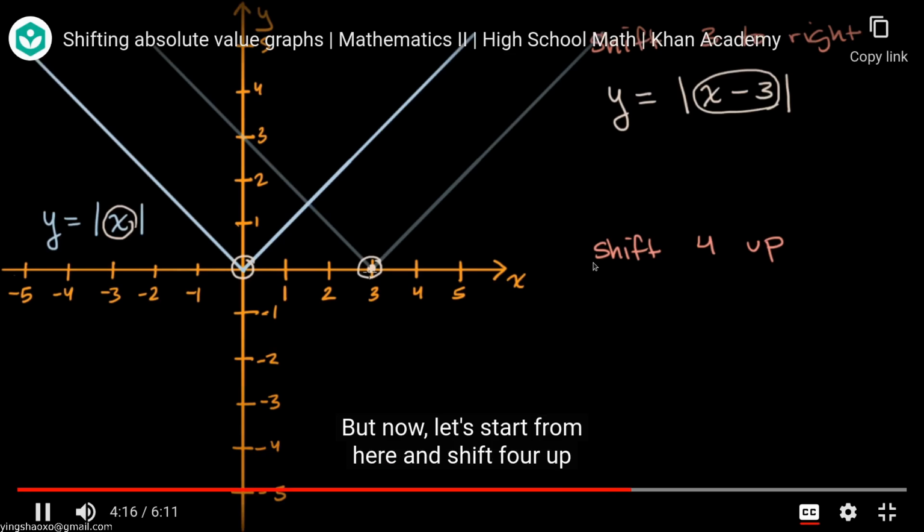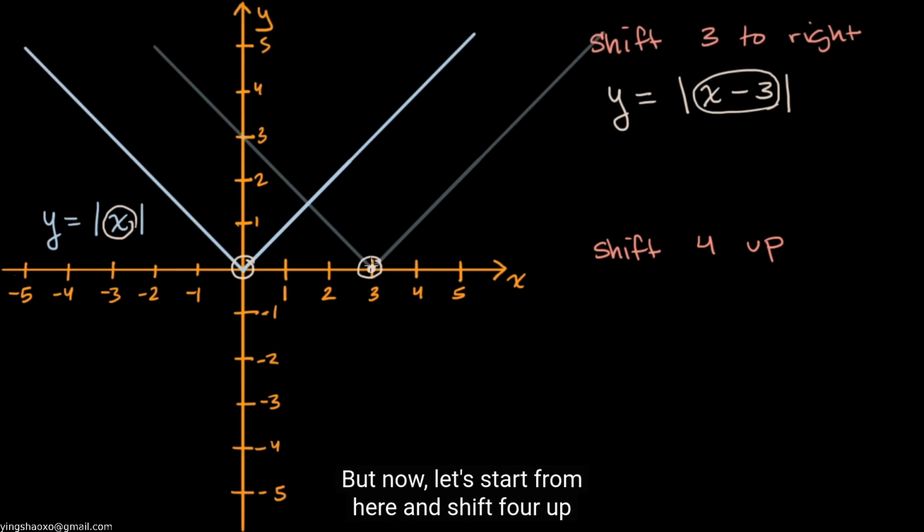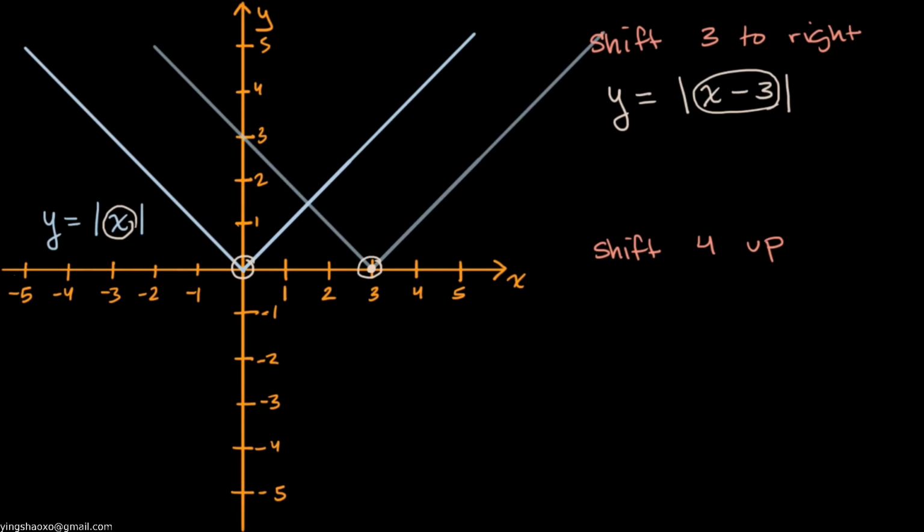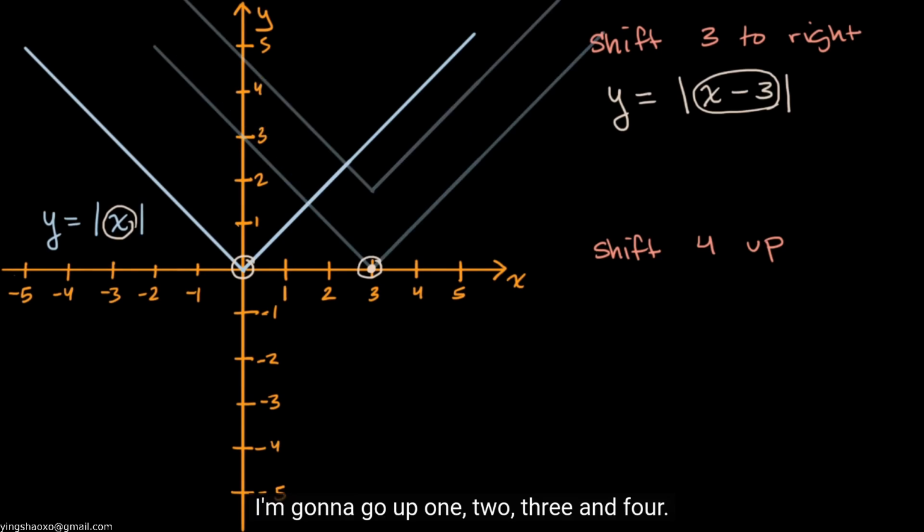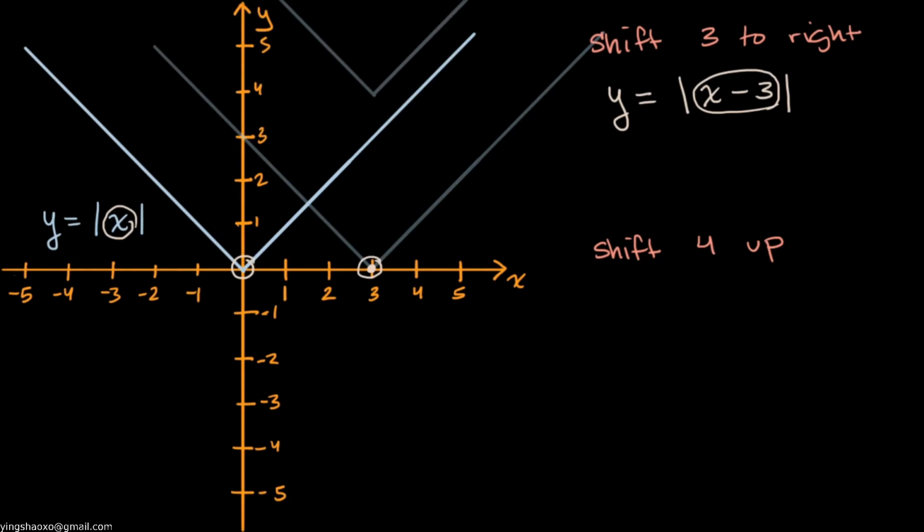But now let's start from here and shift 4 up. Shifting 4 up is in some ways a lot more intuitive. So let me do that. Let me shift 4 up. I'm going to go up 1, 2, 3, and 4. I think I got that right. So now I've shifted 4 up.